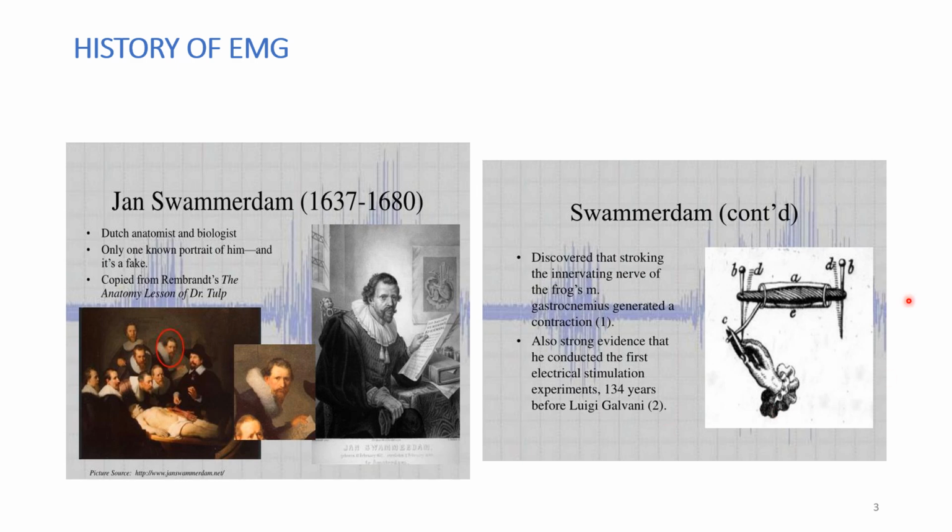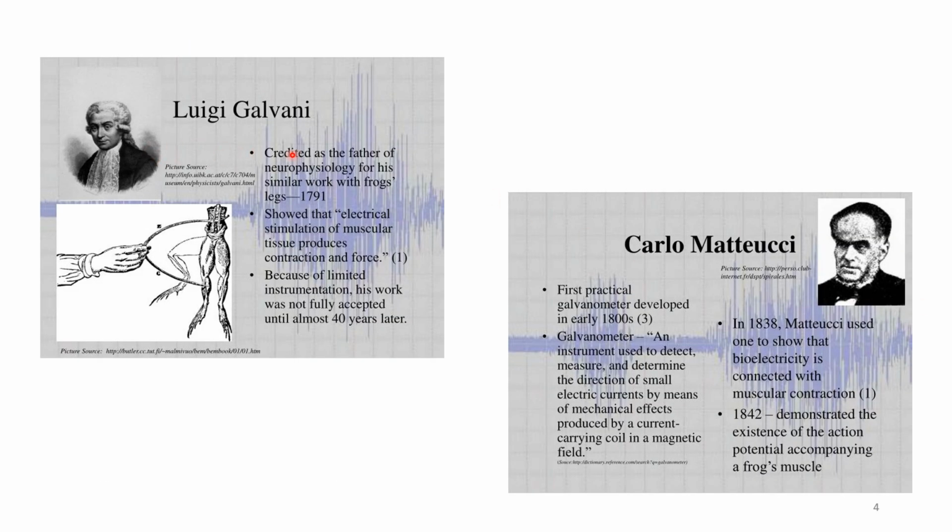Galvanic period. Luigi Galvani is also a scientist who worked on this. He is credited as the father of neurophysiology for his similar work with frogs. He also worked on frog's legs and showed that electrical stimulation of muscular tissue produces contraction and force. Because of limited instrumentation, his work was not fully accepted until almost 40 years later.